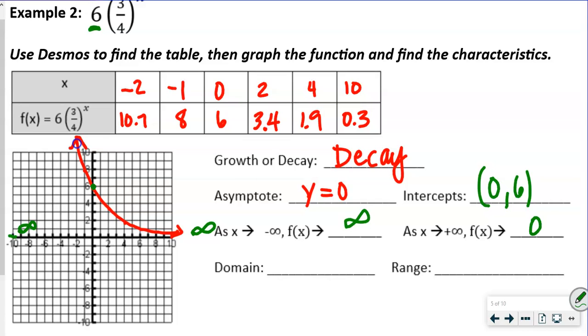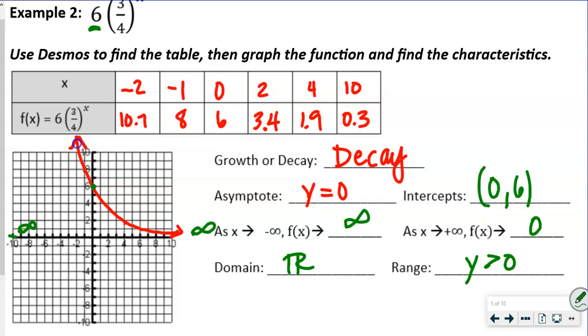And our domain, again, is going to be all real numbers, and our range is going to be y greater than 0, okay? So some of these are going to be consistent. Our asymptote is always going to be y equals 0. Our end behaviors are going to be infinity or 0, and they actually do flip-flop depending on whether it's growth or decay.